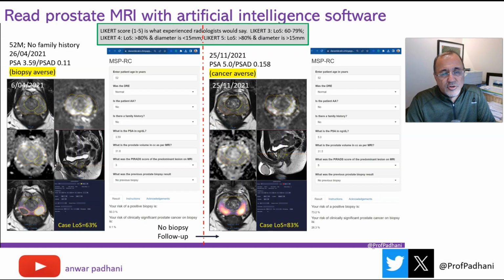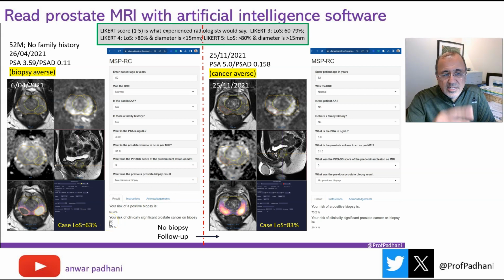So here's a 52-year-old man, no particular family history, PSA is slightly elevated, he is biopsy averse, and this is what the AI output looks like. You'll see only the left side here is highlighted. The right side has been eliminated by the false positive reduction engine, and you can see in this particular instance the lesion here on the left is only just suspicious at 63%. You'll see a Likert 3 is between a level of suspicion of between 60 and about 80%.